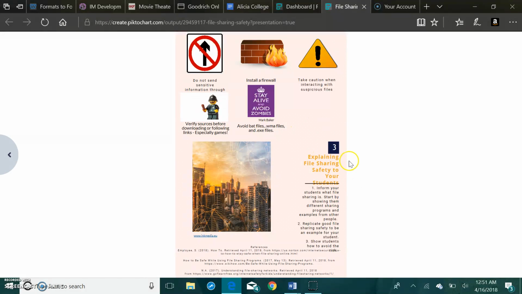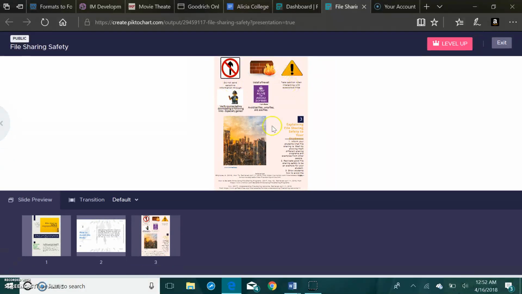In explaining file sharing safety to your students, make sure you inform your students what file sharing is, and start by telling them the different programs that they can and cannot use. Make sure you replicate good file sharing safety so that they can go with you. And show students how to avoid the risk by following the steps up here.